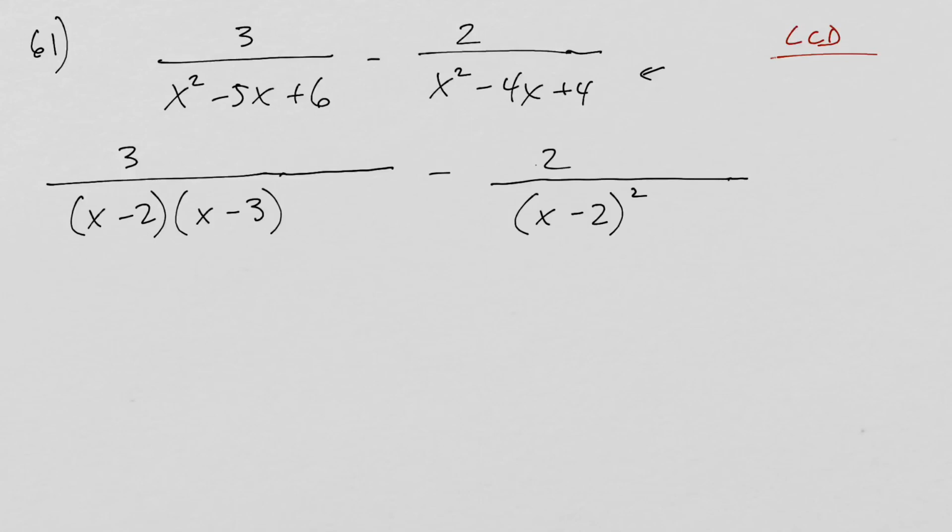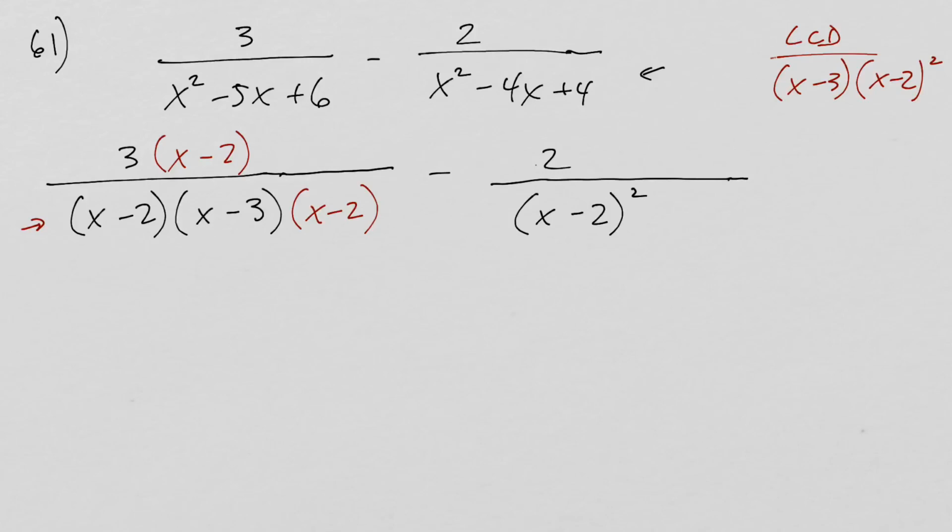So my LCD, the x minus 2 is showing up in both spots, but it has an exponent of 2 in this one on the right. So my LCD is going to be x minus 3 times x minus 2 squared. Okay. In order to make this one look like the LCD, I need to multiply by x minus 2. And that'll give me a square. So I need to do that in the top as well.